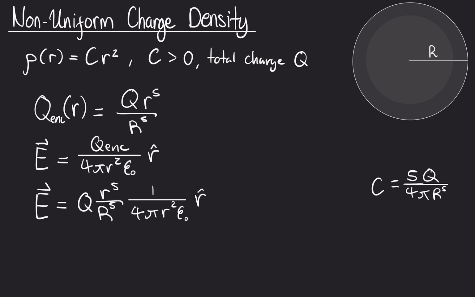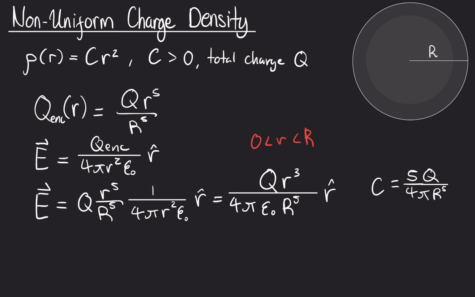Great, so let's see if anything cancels. Well, let's write it out a little bit more neatly. We can see that this r to the 5th and this r squared can cancel out. And so we can get Q on the top, and we can get 4 pi, and in this case, we're going to get r cubed at the top. And then here, we're going to get epsilon naught, and then R to the 5th, and r hat. And this is our answer. This function tells us what the electric field is for r between 0 and big R.